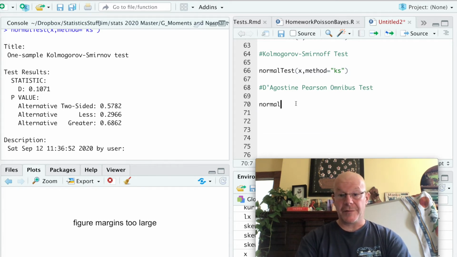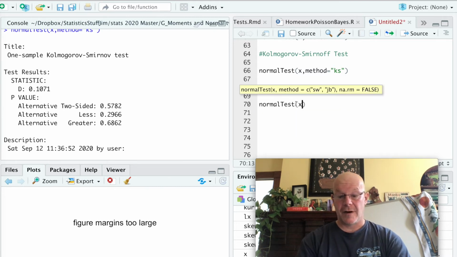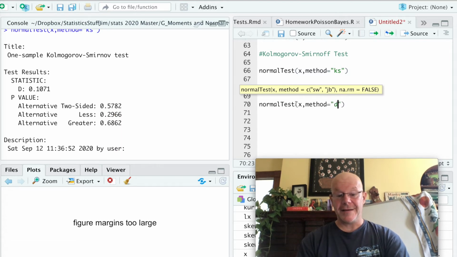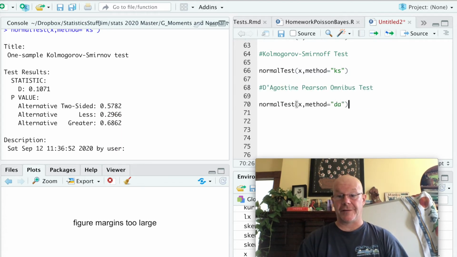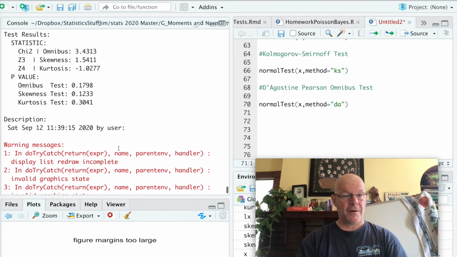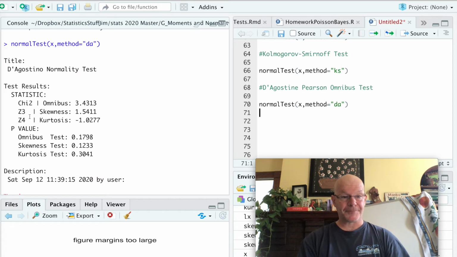And so to do this, we can say normal test, our data again, the method is equal to dA. dA will do the D'Agostino-Pearson omnibus test. And so we do that, I get those annoying warnings again, and what do we got here? Well, let's look just at the statistical hypothesis testing part. So overall, our p-value is greater than 0.05, so we might be tempted to accept the null and say that our sample appears to be random variables drawn from a normal distribution.